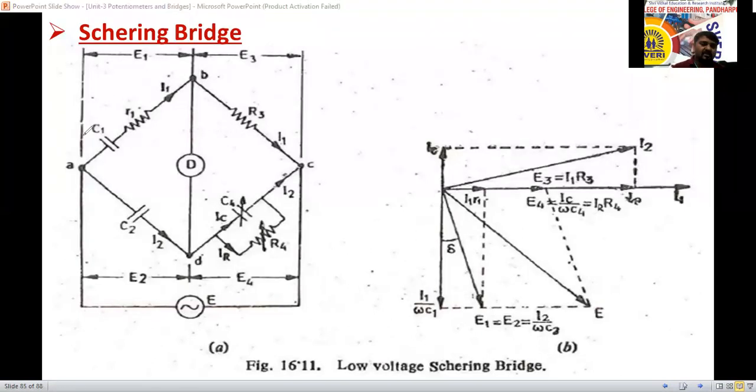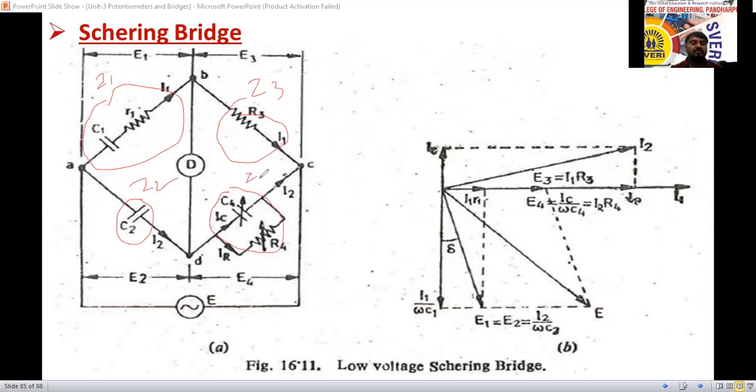Here Z1 is a combination of resistance and capacitance. Z2 has only capacitance. Z3 has only resistance. And Z4 has resistance and capacitance, both in parallel here. Already we have derived this equation here. So two resistances in parallel means R equivalent equal to R1 R2 divided by R1 plus R2. We write it like this when both resistances are in parallel.